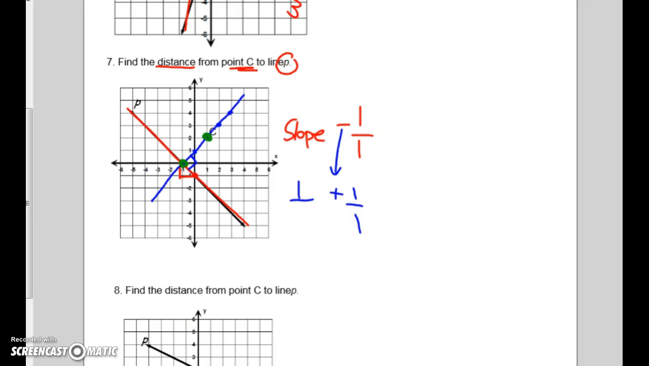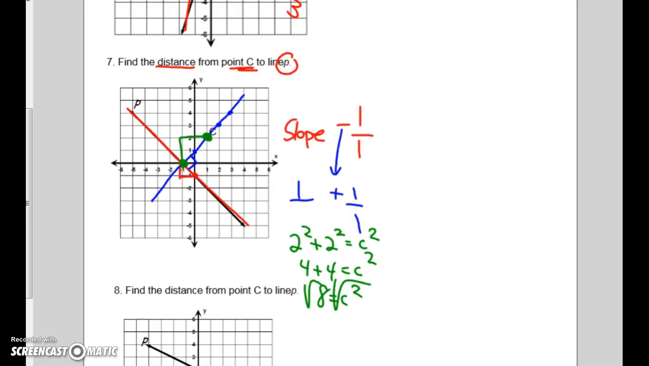So here I can make that right triangle and do Pythagorean theorem, which is 2 squared plus 2 squared equals C squared, which would be 4 plus 4 equals C squared, which would be 8. Then I have to take the square root of that.